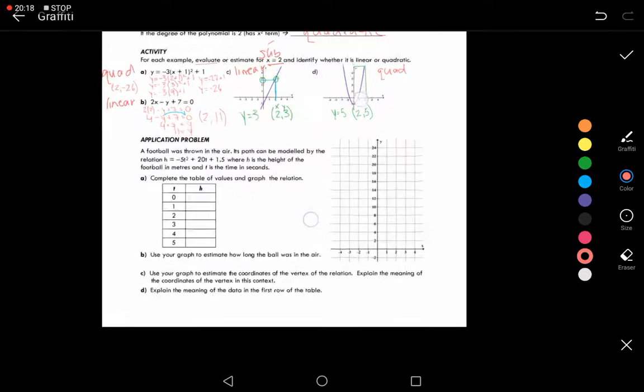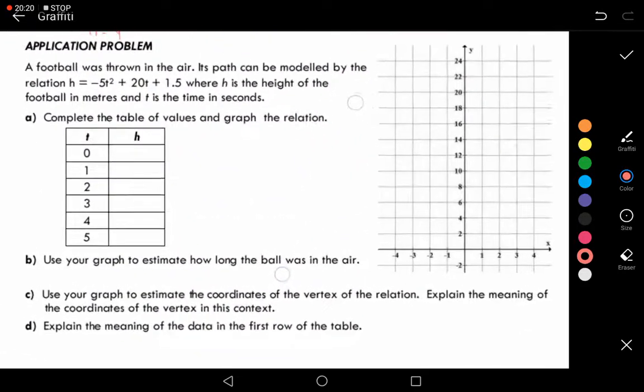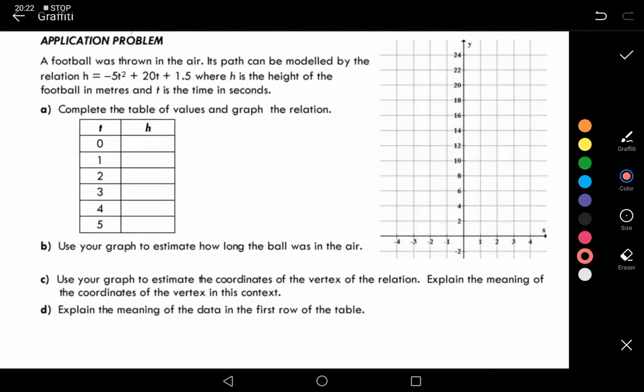Moving on to our last example here, we're going to do an application problem. It says a football was thrown in the air. Its path can be modeled by the relation h equals negative 5t squared plus 20t plus 1.5, where h is the height of the football in meters and t is the time in seconds. The first thing we want to do is complete the table of values and graph the relation.